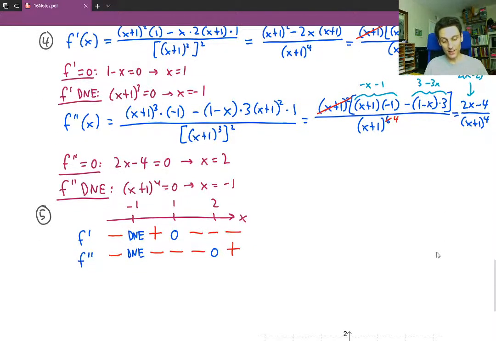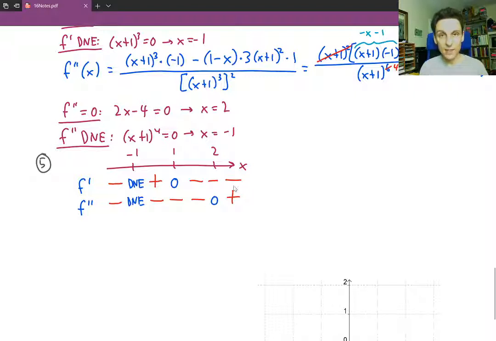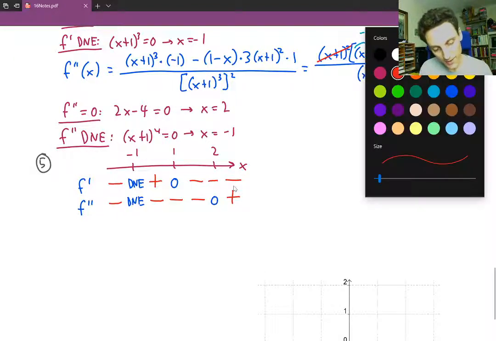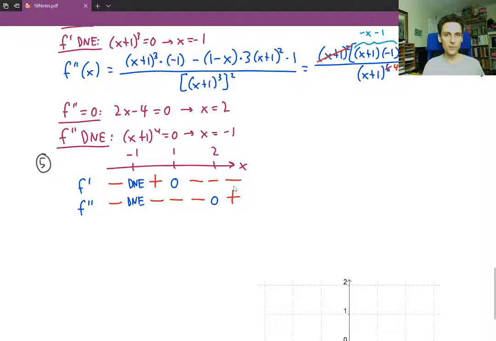Okay, so we have our sign analysis for the first and second derivatives. Let's get a little practice drawing the pieces of the graph before we go to the coordinate system. What can you say about the first interval from negative infinity to negative 1? What's happening to the graph? If you said the graph is decreasing and concave down, then that would be correct. First derivative negative means decreasing. Second derivative negative means concave down.